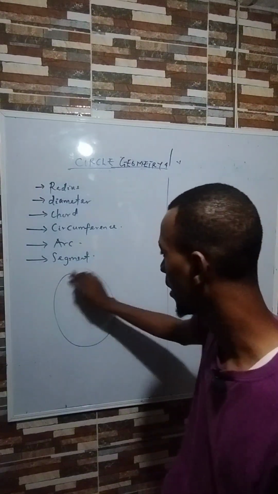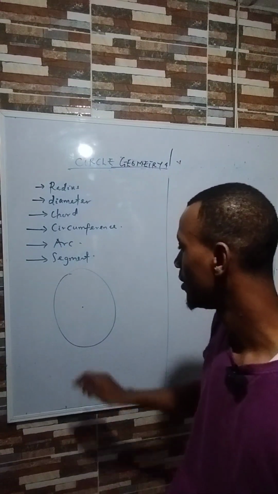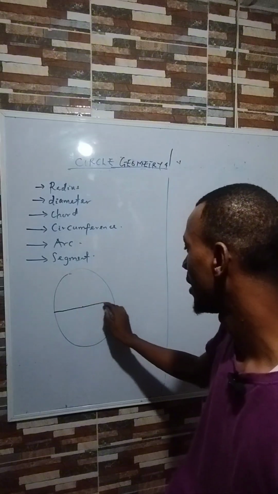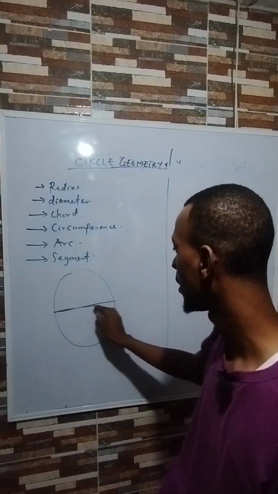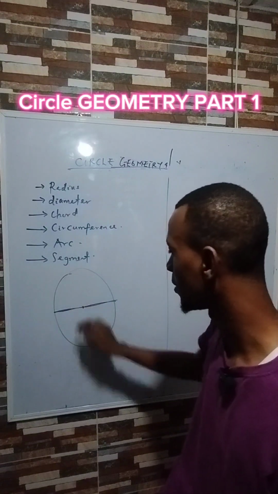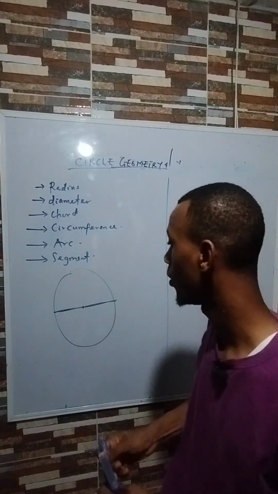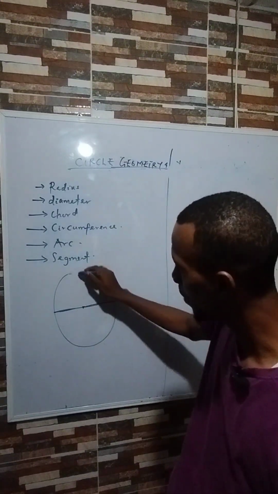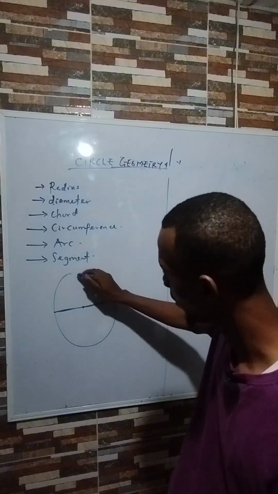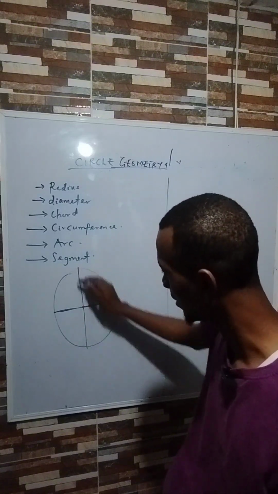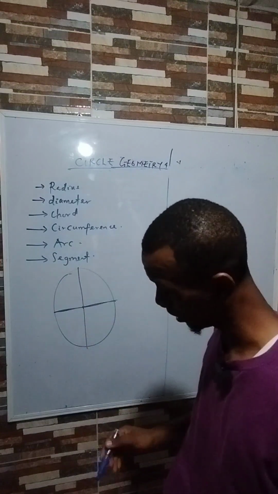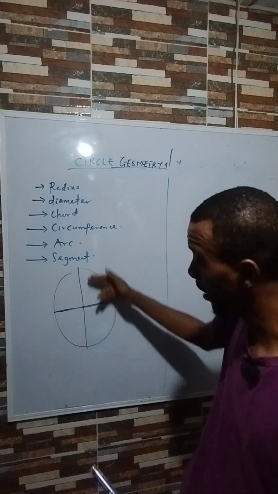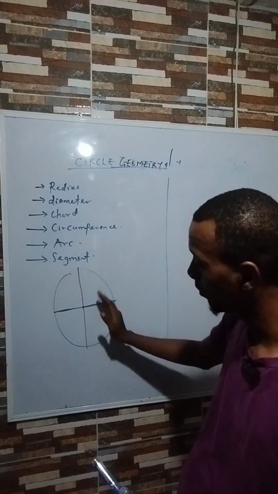Now let's talk about the diameter. A diameter is a straight line that passes through the center of the circle. And what does it do to that circle? It divides it into two equal halves. So every diameter must pass through the center of the circle. So now, if I draw this line down, in as much as it is passing through the center of the circle, it is called a diameter. So again, a diameter is a straight line that passes through the center of the circle and divides that circle into two equal halves.